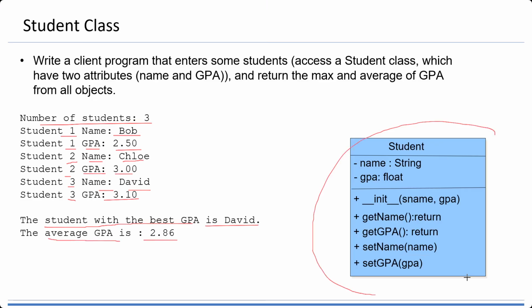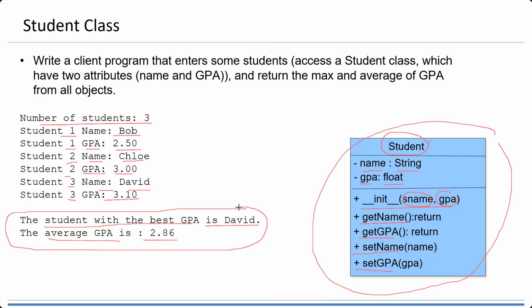This is the class diagram. We have the class name. There are two data, name and GPA. The name is a string and GPA is a float. And we have the constructor, which takes two data, the student name and GPA. And we can get the name, we can get the GPA, we can set the name and set the GPA. Okay. But we need to show this one.